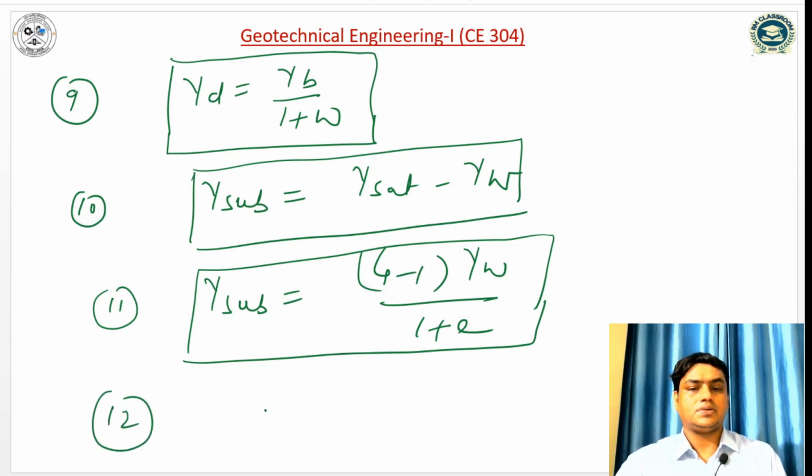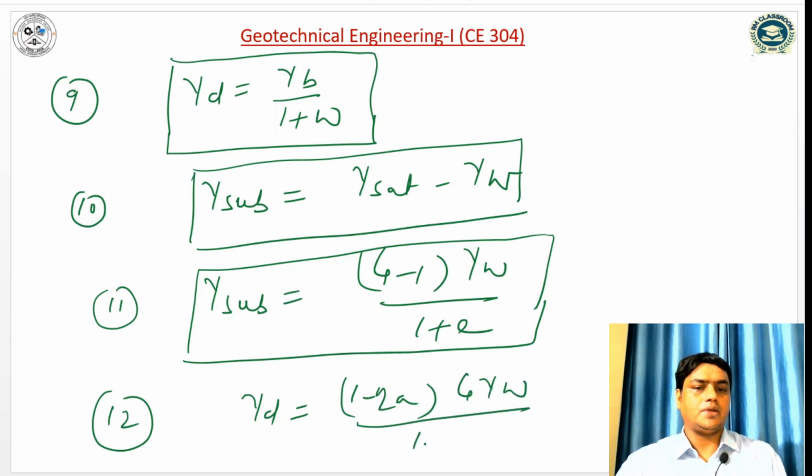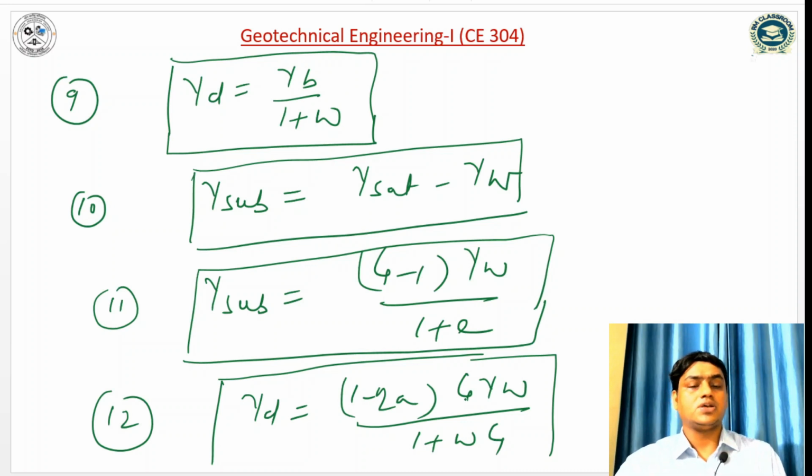And after that I have derived the dry density is equal to 1 minus eta A, percentage air voids, into G gamma W divided by 1 plus W into G. So these 12 expressions we have to remember. With the help of that we can solve any question related to this.